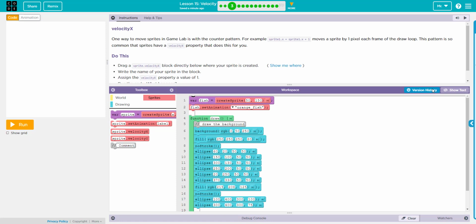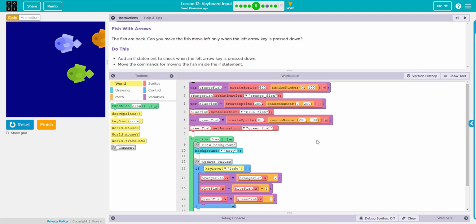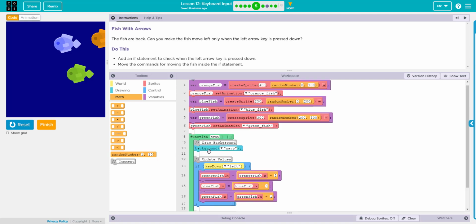Okay, so in lesson 15, we're learning different ways to move the sprites. In the past, we used the math code, or the counter code, to move the fish. So here we said that if we press the left key, oops, why isn't it working? If we hold down the left key, the fish are going to move with these different speeds.